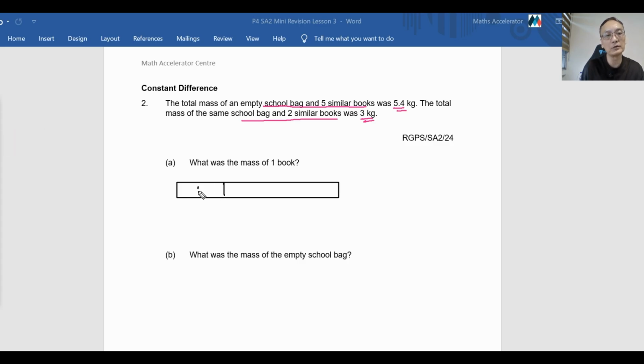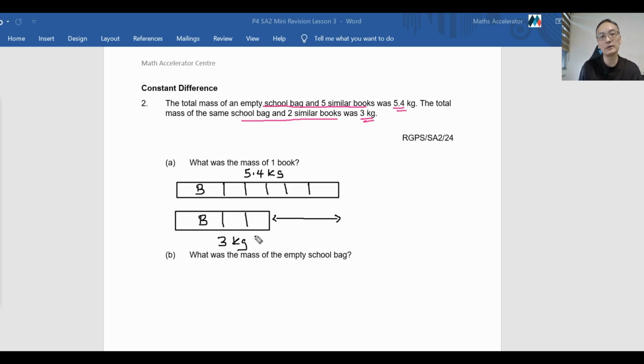So here is the bag. We use the letter B to indicate, and we draw 5 units. Each unit will represent 1 book. Next, we indicate that this is 5.4 kg. Next, we will draw a model for the bag and 2 books. So over here, and the mass is 3 kg. Down here will be the difference, right? So our model is complete.